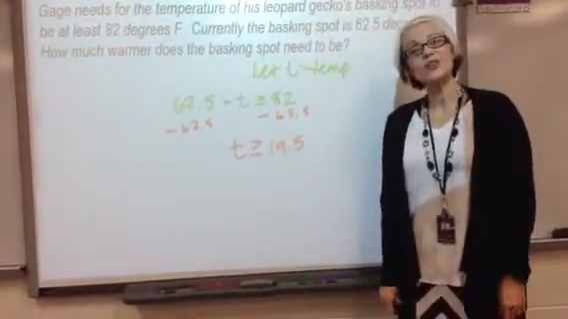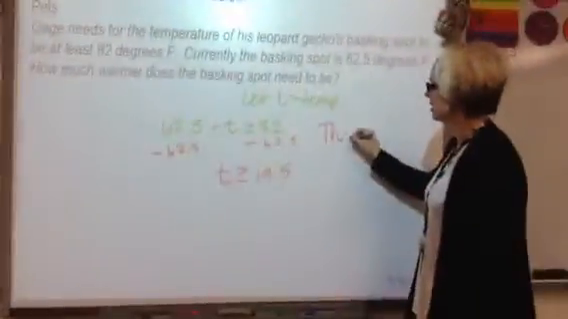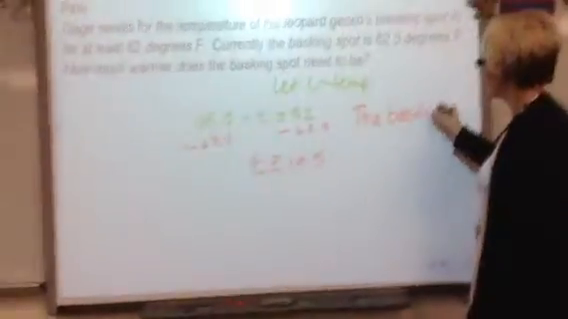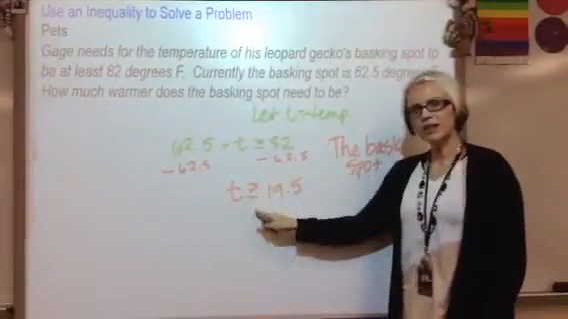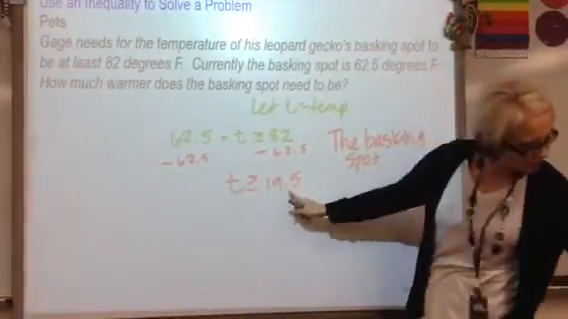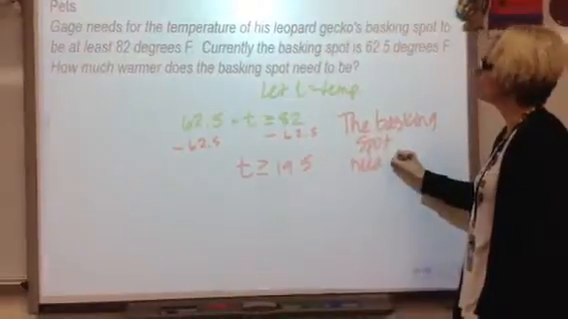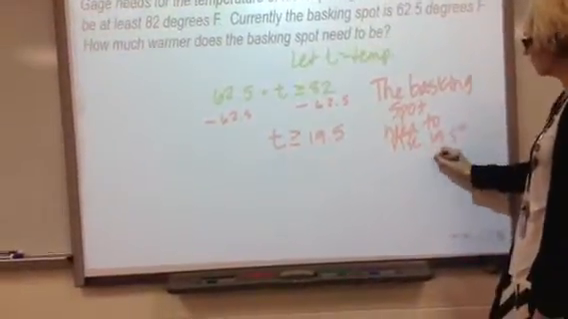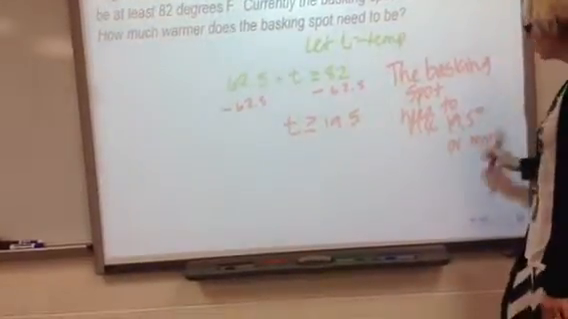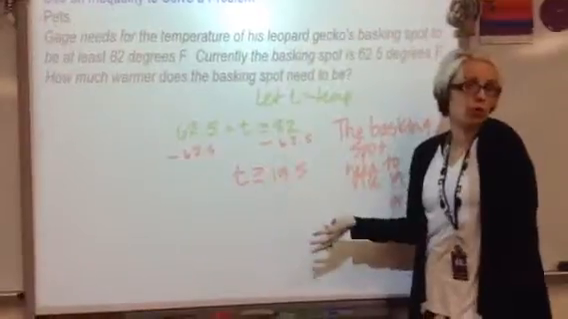I think we're ready to answer the question now. How much warmer does the basking spot need to be? The basking spot, let's think about what this means. Greater than or equal to 19.5 degrees. So we could say the basking spot needs to rise 19.5 degrees or more. So it could rise exactly 19.5 degrees or anything greater, so I put or more.